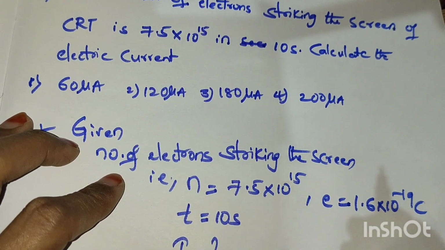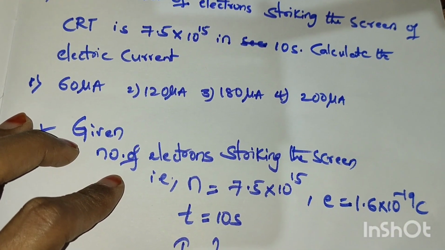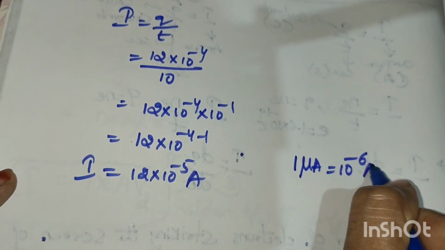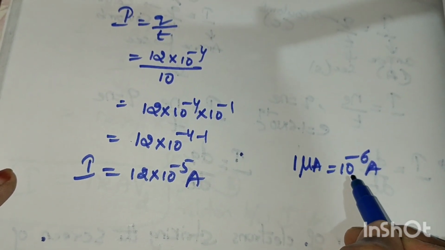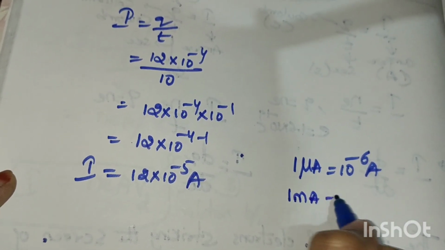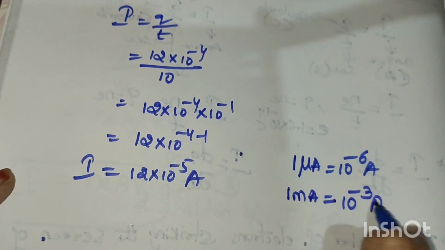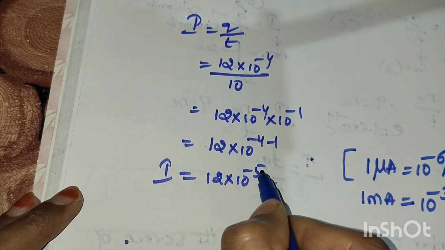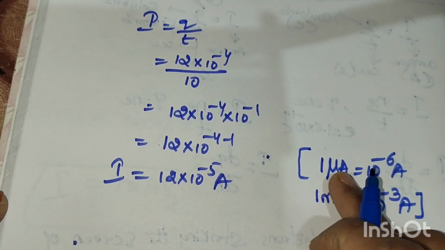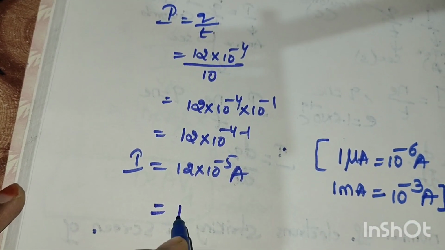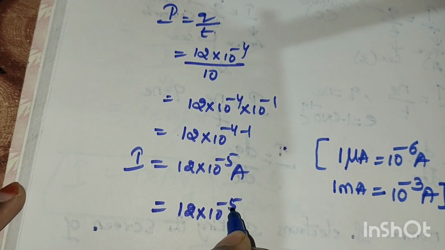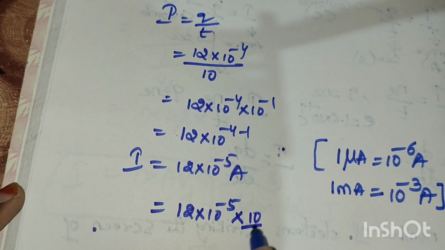How do you convert ampere into microampere? 1 microampere is equal to 10 power minus 6 ampere. 1 milliampere is equal to 10 power minus 3 ampere. You have the power only 10 power minus 5, and you want 10 power minus 6 to convert ampere into microampere. So to get the power as 10 power minus 6, multiply and divide with 10.